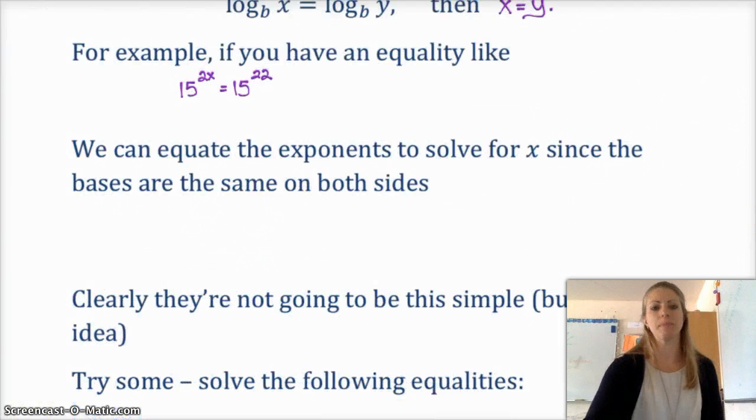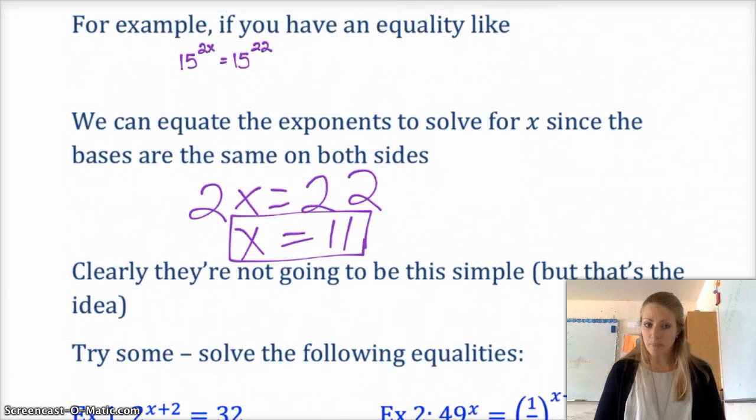So for example, say you have an equality like 15 to the 2x equals 15 to the 22. Since you have the same base and there's nothing else in the equation, then 2x has to equal 22. So x has to be 11. Obviously they're not going to be this simple, but this is the idea.